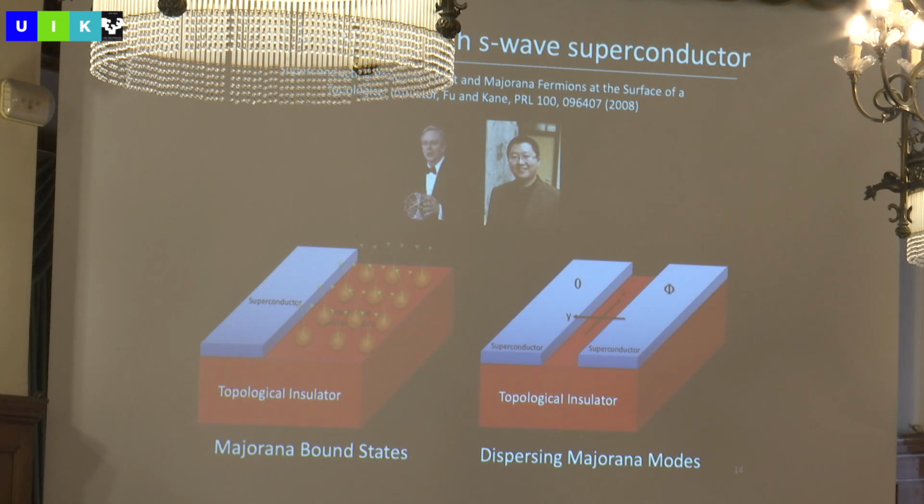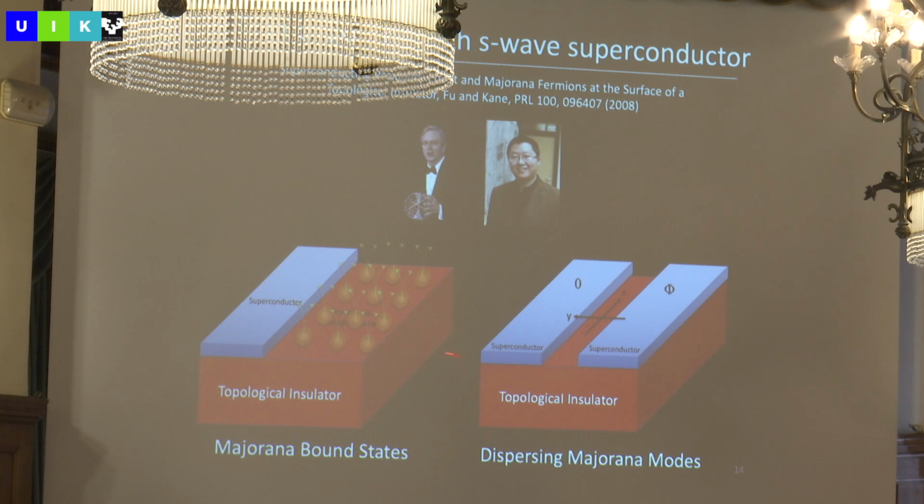So here's the prediction for a topological superconductor. If you have a topological insulator and you put a superconductor on top, then there are two scenarios in which you can get Majorana fermions. One is if you turn on a magnetic field. What's happening here is that the surface state of the topological insulator is proximitized by the superconductor to become superconducting. Then when you turn on a magnetic field and you look in the vortex cores, you'll see Majorana bound states inside the vortex cores.